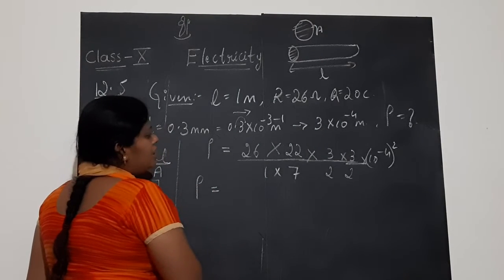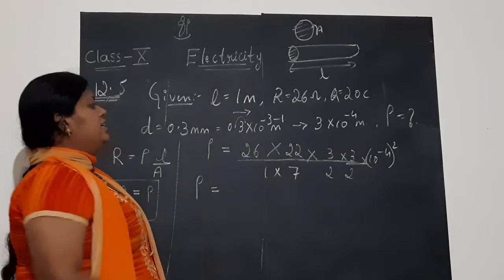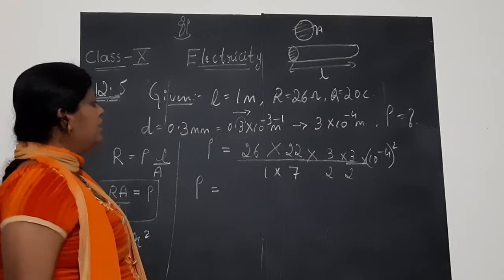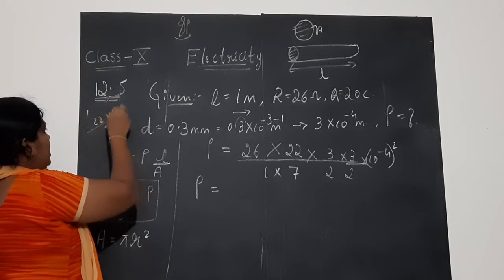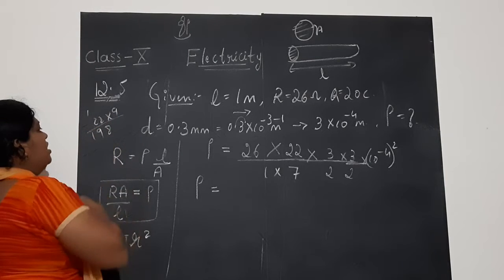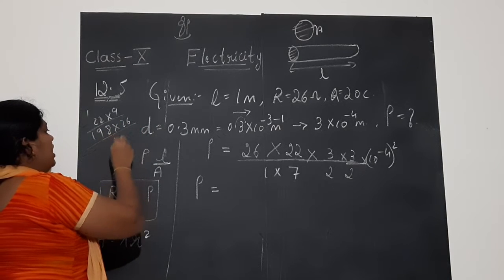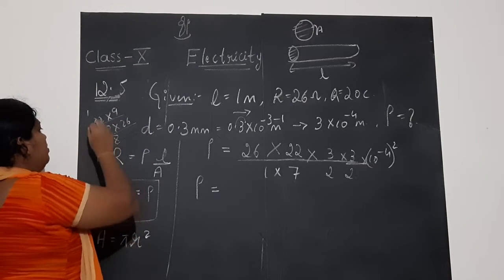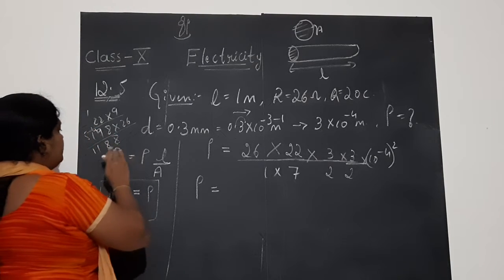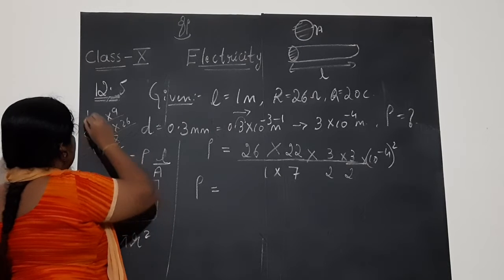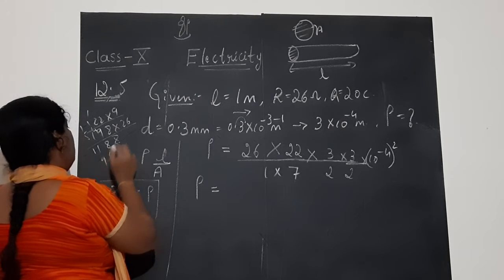Next step. Rho is equal to 26 into 22 into 3 into 3. 3 3s are 9. 26 into 22. 9 into 22. 22 into 9. 9 2s are 18, 1 carry. 9 2s are 18 plus 1, 198 I got. Into 26. 6 8s are 48, 4 carry. 6 9s are 54 plus 4, 58, 5 carry. 6 1s are 6 plus 5, 11. Plus 2 8s are 16, 1 carry. 2 9s are 18 plus 1, 19, 1 carry. 2 1s are 2 plus 1, 3.